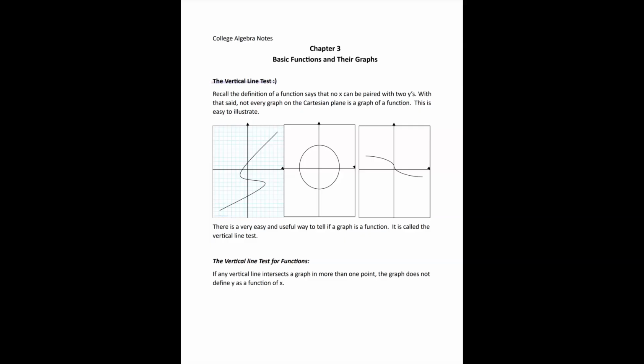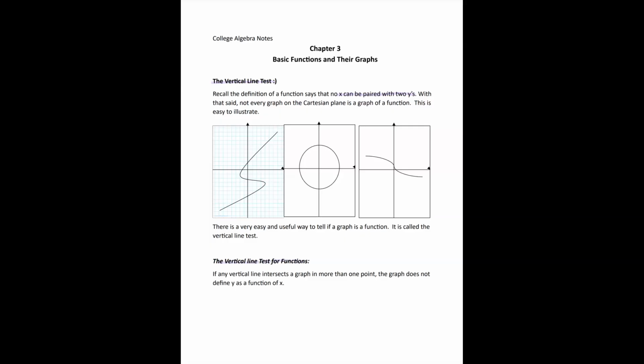Vertical line test. It's awesome. We talked about earlier that with a function you can only have one y for every x, and that not every relation is a function. So this is one way, when you look at a graph, to know if it is a function or not. We have these three examples, and let's look down here and see what the vertical line test is.